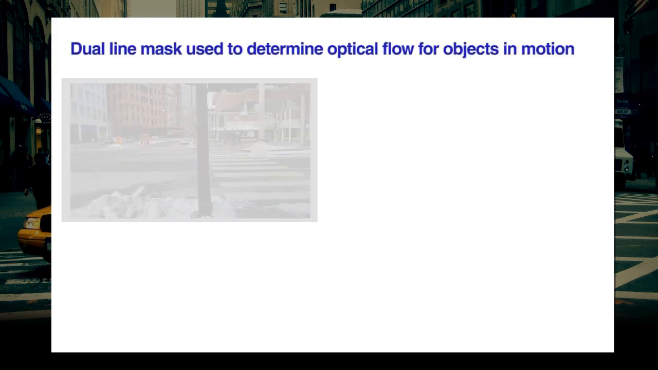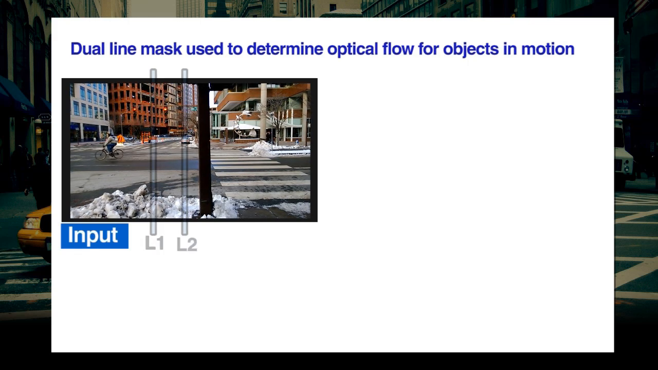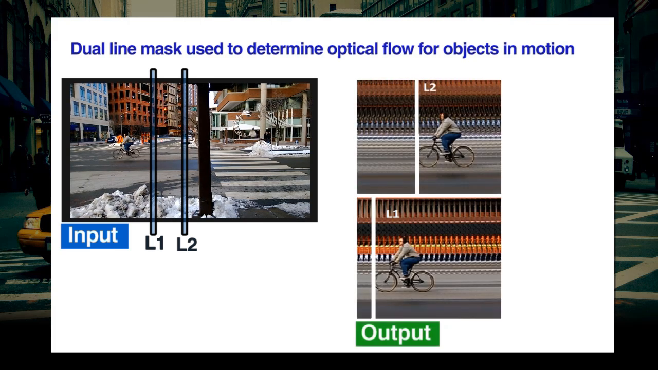We now introduce a dual line mask and show how it can be used to determine optical flow for objects in motion. We see a cyclist moving across the street. A mask with two lines L1 and L2 is used to capture this scene. The cyclist will appear at different time instances on the two lines in the scene.